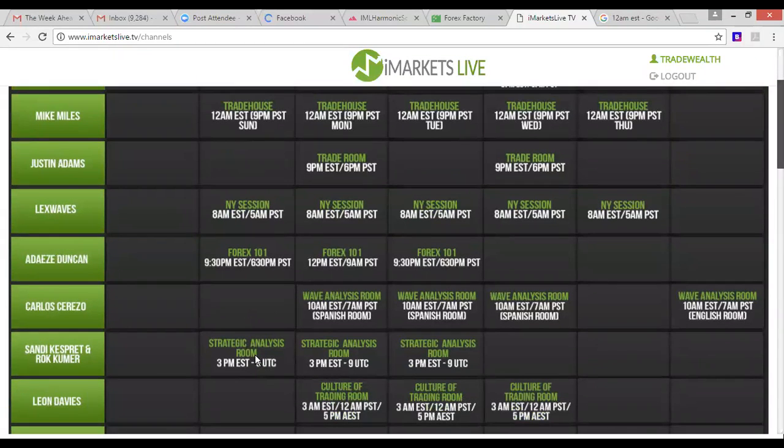Forex strategic analysis room. Please, this room is mostly analyzing the harmonic pattern scanner. Whatever trade is available in the scanner, you will see it here. So it's like someone is there 24 hours to analyze the scanner and give you exactly what trade you should take from the scanner in a day. So this is another live trading room, analyzing the harmonic pattern scanner.